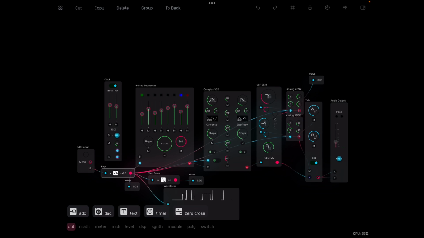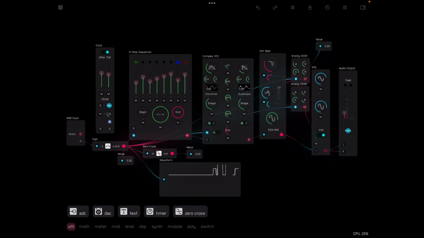So, makers of Audulus, I'd like to see a more thorough implementation of MIDI input. Thanks.